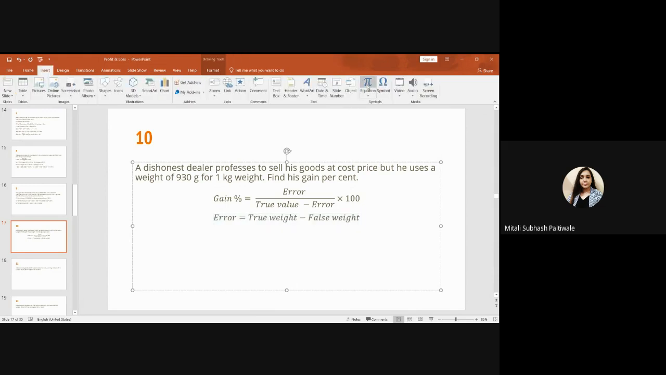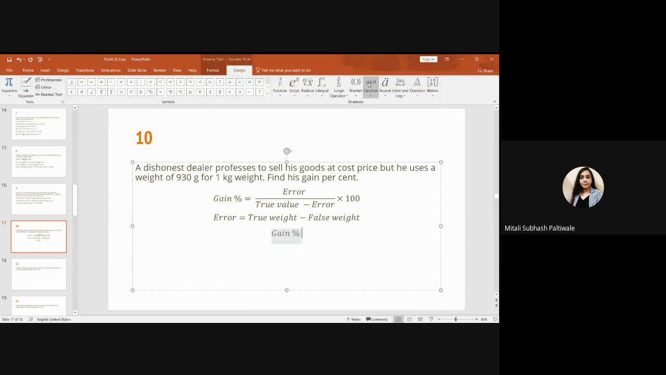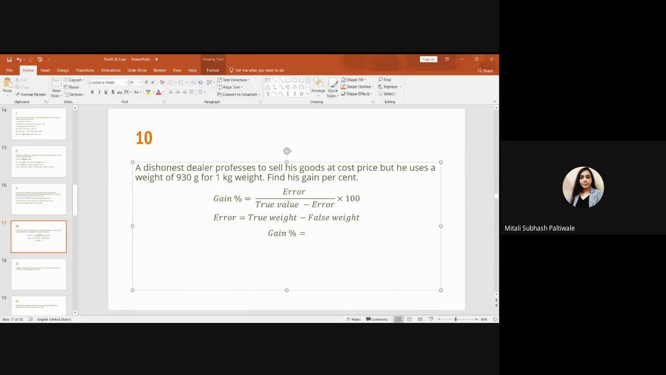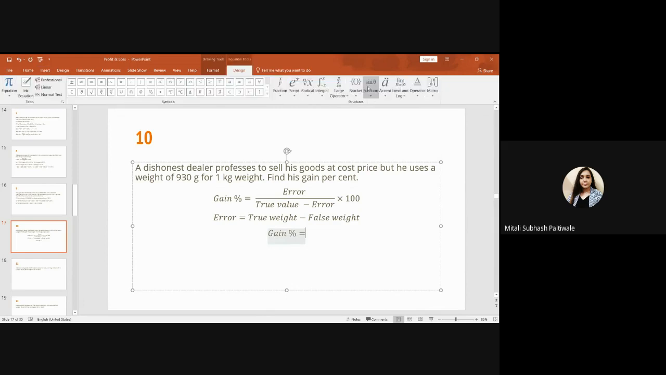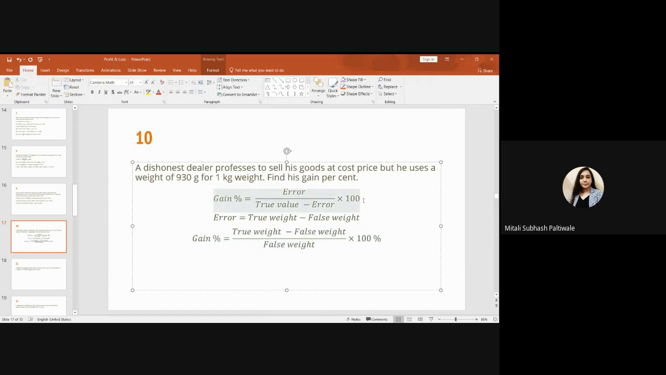Then another formula which is there is this. Gain percentage is equal to true weight minus false weight by false weight, which is multiplied further with 100 percentage, of course. Now here it is percentage also. Here also it was percentage only.